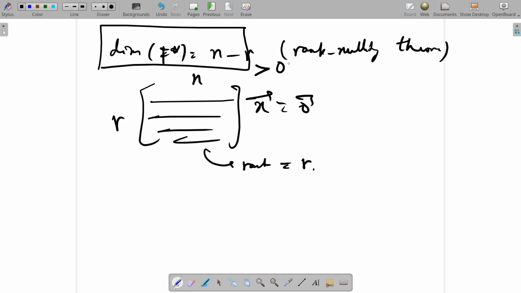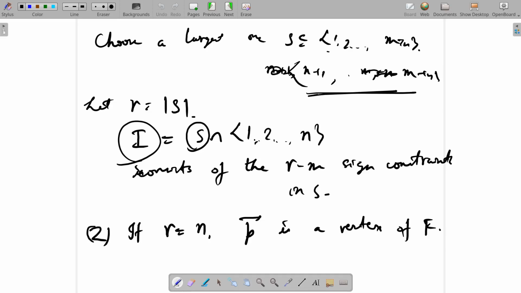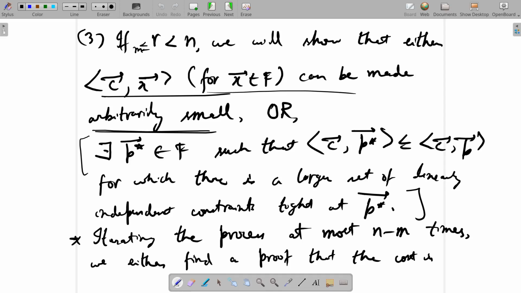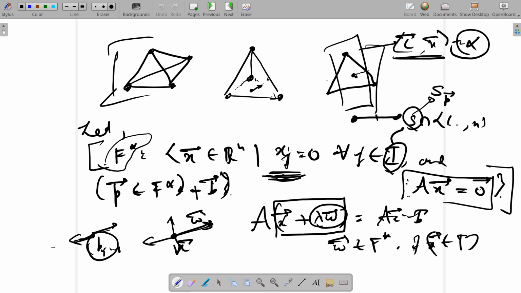Yeah, so rank is R, so dimension of F star is N minus R, if R is strictly less than N. So go back to the strategy that we had mentioned. If R is equal to N, P is already a vertex, nothing to do there. That was from a previous lemma where we described a vertex of F as being determined by N linearly independent constraints which were tight at P. So that's why we're in this case. We have assumed R is strictly less than N.